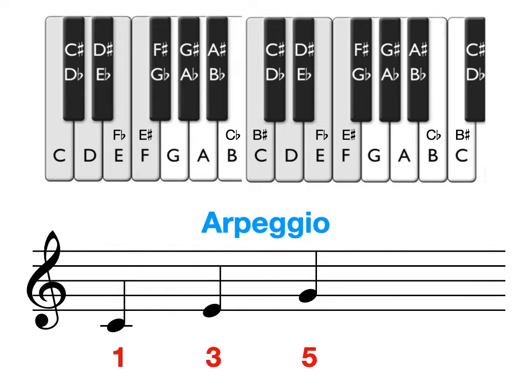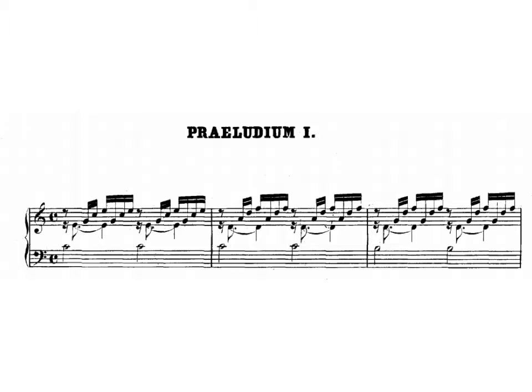This is an example of an arpeggio that Bach used in his prelude from the Well-Tempered Clavier. So he's just outlining certain notes, not playing a full scale. Okay. So there's the C, E, and G, 1, 3, and 5 in the key of C.